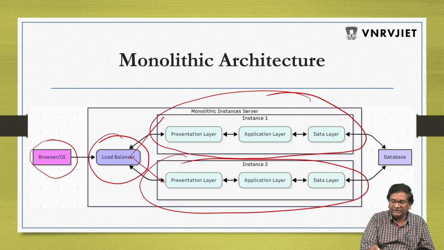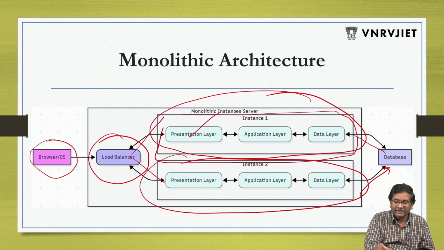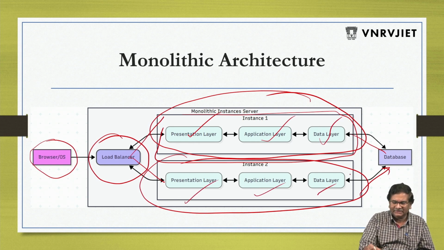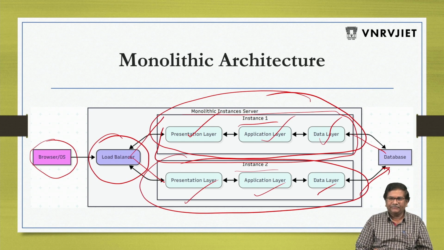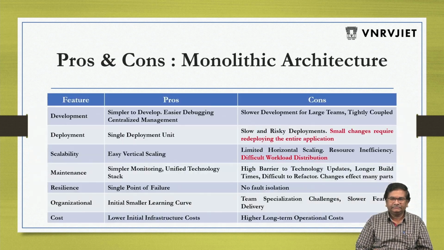Again, you see that all the three are connected to the same database, right? And you can see that the entire instance contains the presentation layer, the application layer, and the data layer. This instance also is the same application, two instances, so you have the same things here. Instance 1, instance 2, and they are being load balanced with the load balancer. That's how monolithic architecture works. Right, let's go to the next slide.